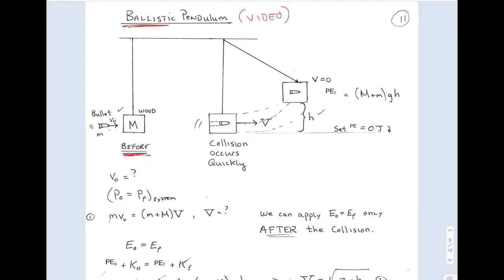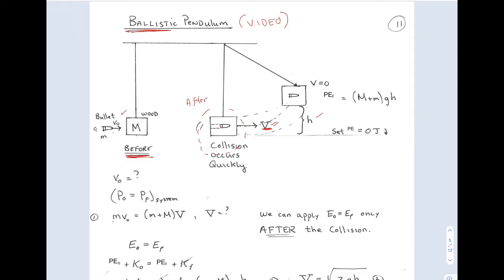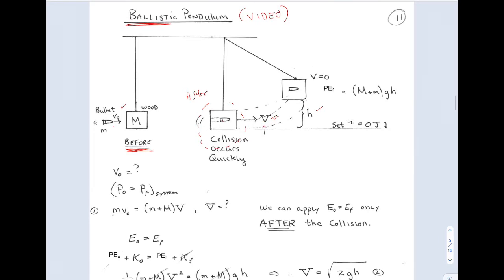So here's my before picture for the collision. The bullet's about to hit the block. And then in the after picture for the collision, the bullet collides quickly. It doesn't happen over a period of 3 or 5 seconds. It happens quicker than that. So the bullet collides quickly with the block, and they both move off with one common speed, capital V.